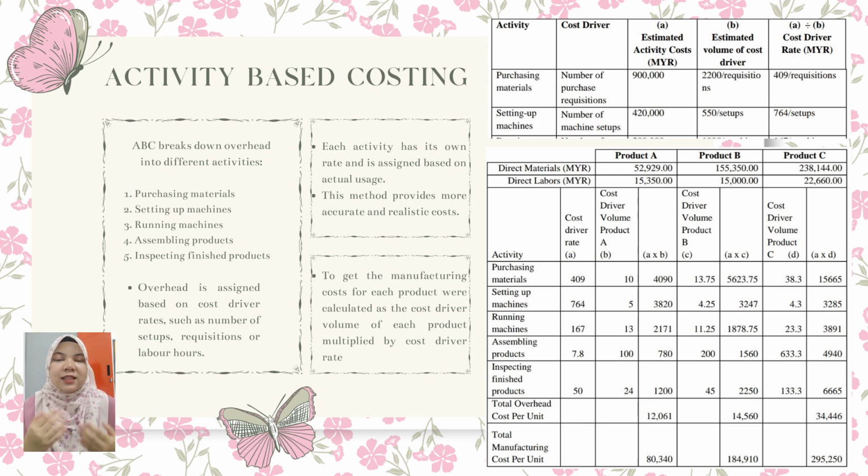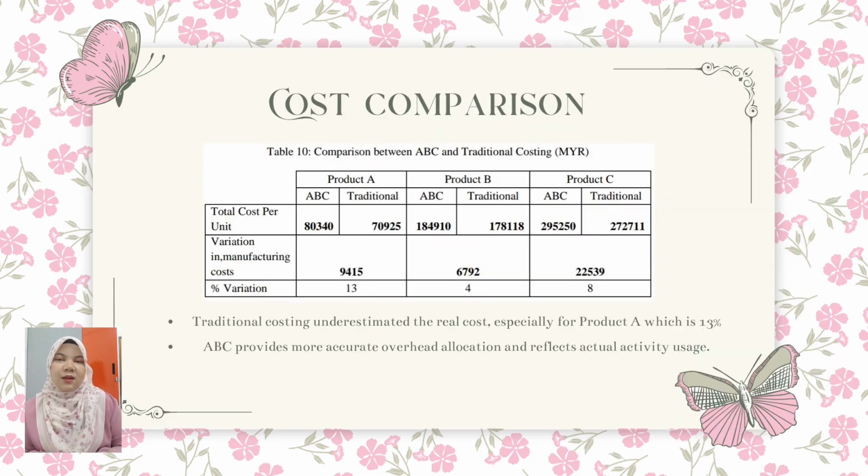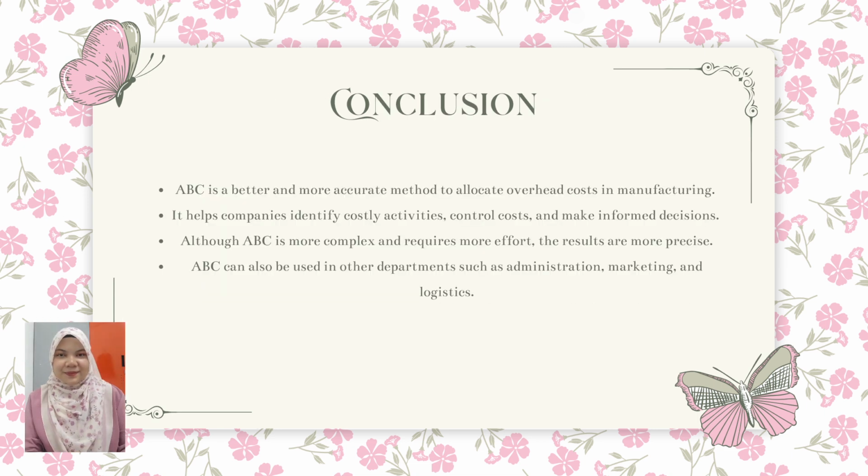And then, next table below, we need to multiply with cost driver volume product to get the manufacturing cost for each product. When we compare the two methods, we see that traditional costing underestimates real cost. For example, product A's cost was 13% lower than it should be. On the other hand, ABC gives a more accurate view because it matches the cost with real activities.